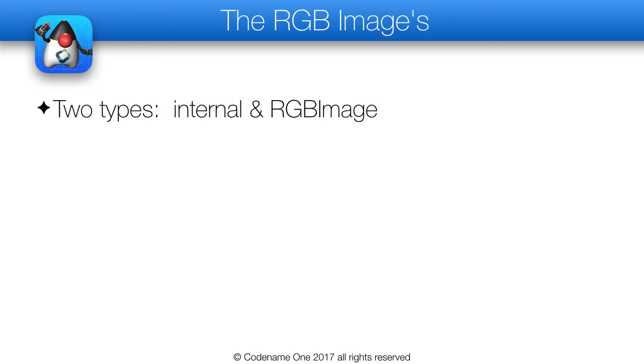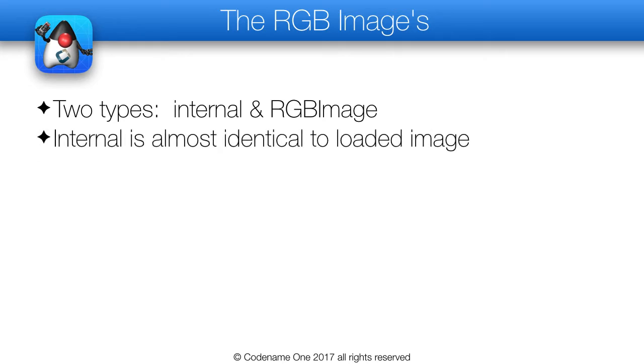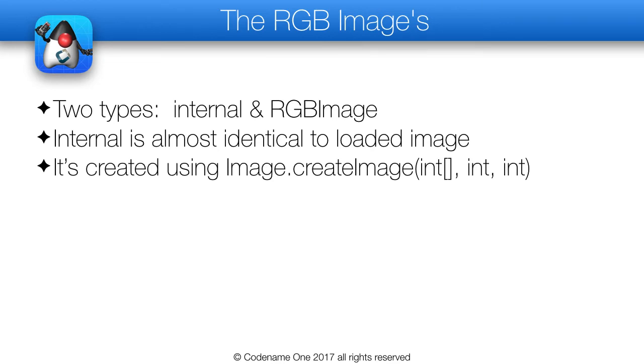There are 2 types of RGB constructed images that are very different from one another, but since they are both technically RGB images, we are bundling them under the same subsection. Internal is a close cousin of the loaded image. This image is created using the method Image.createImage(int[] ARGB, int, int) and receives the ARGB data to form the image. It's more efficient than the Codename One RGB image, but can't be modified after it's created, at least not on the pixel level. The goal of this image type is to provide an easy way to render static RGB data efficiently at platform native speeds. It's technically a loaded image internally.